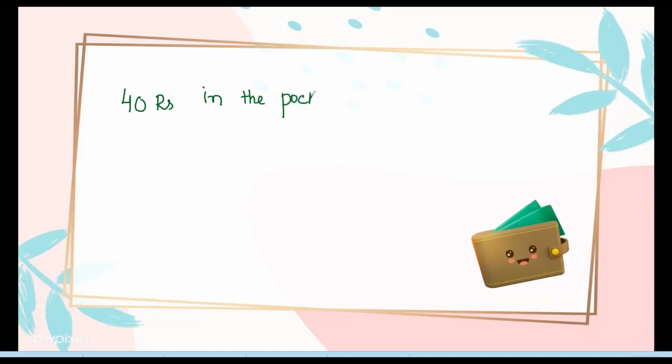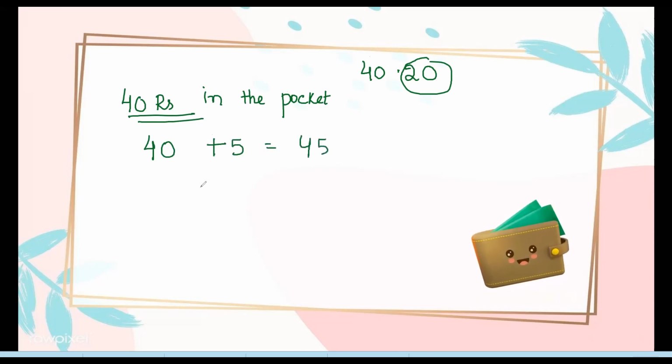Okay, let's assume that he has 40.20 rupees in the pocket. So we'll neglect the paisa. So 40 rupees we are taking, just 40, right? So now what is the next step? Add 5 to it. So how much did you get? 45. Now 45 times 5.